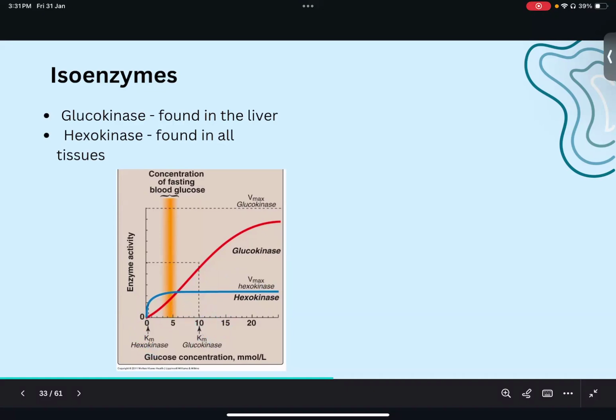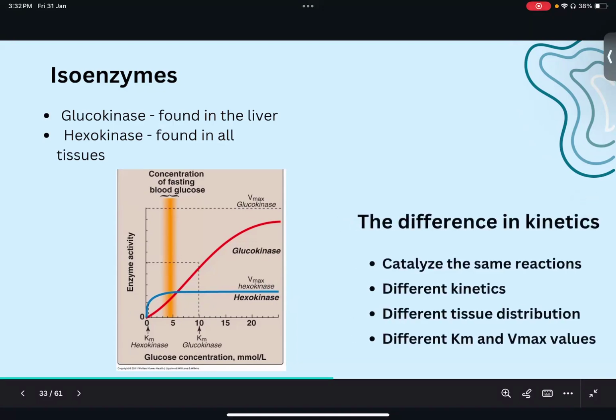What is the relationship now? How do we understand it? We said Km measures the affinity, right? The higher the Km, the lower the affinity. Why? Let's say this has a Km of 10. So glucokinase needed a glucose concentration of 10 to reach half Vmax, while hexokinase needed a concentration of 0 to reach half Vmax. Which one has more affinity? Hexokinase. So the higher the Km, the lower the affinity, and the lower the Km, the higher the affinity. It's inversely proportional. So the difference between hexokinase and glucokinase is that they have different Km and Vmax values. Yes, glucokinase has a higher Vmax, but hexokinase has a lower Km, which means it has more affinity to glucose than glucokinase.